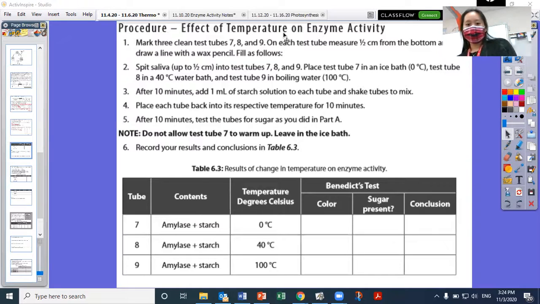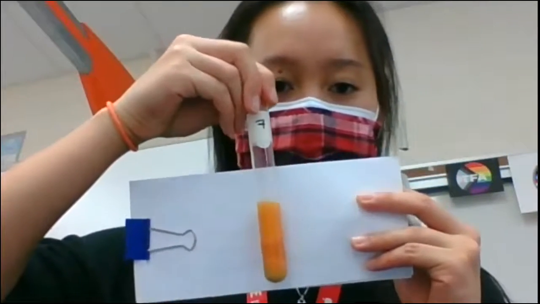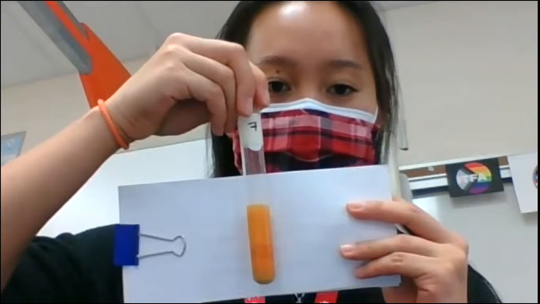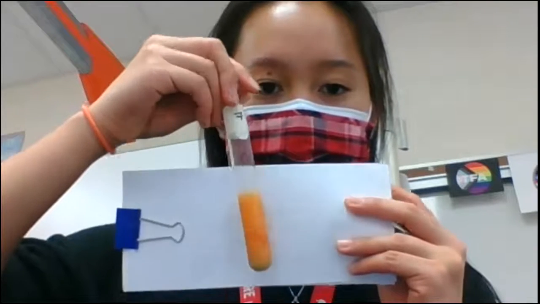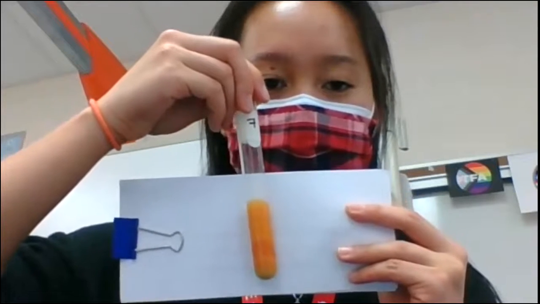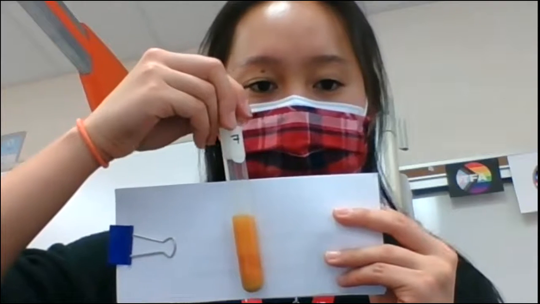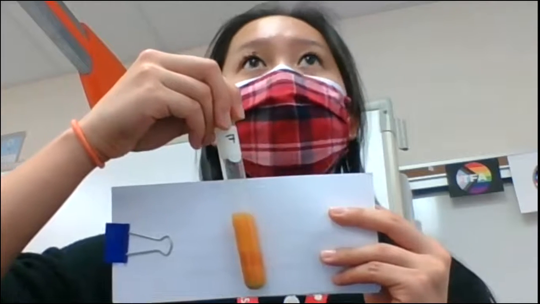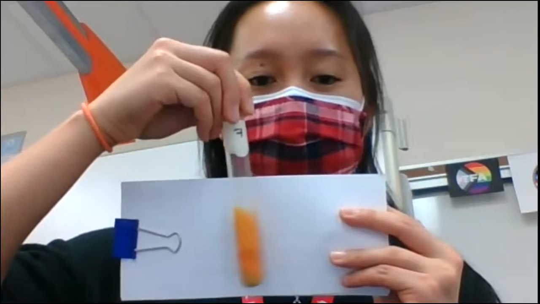So in test tube number 7, at 0 degrees Celsius, we have this orangey yellow color. You can see there's a little bit of separation in there, and it's not really a dark orange, and at the bottom it's still kind of blue, right? So it's this lighter orange, almost orange yellow color. You're going to tell me, is there sugar present? When you're mixing blue and orangey brown together, it's going to come out somewhere in the middle like this. Okay.